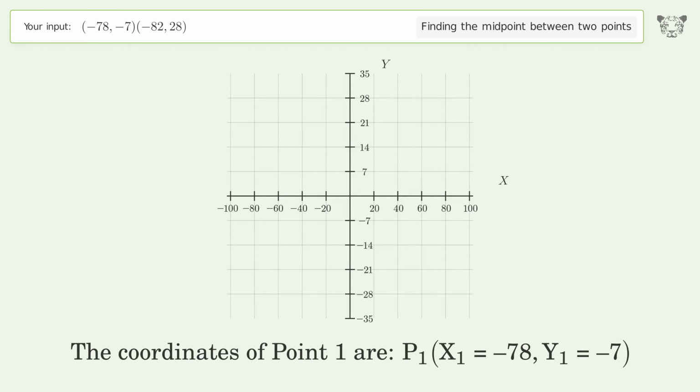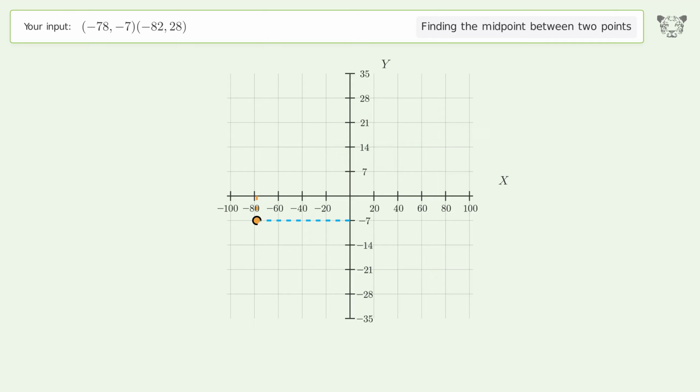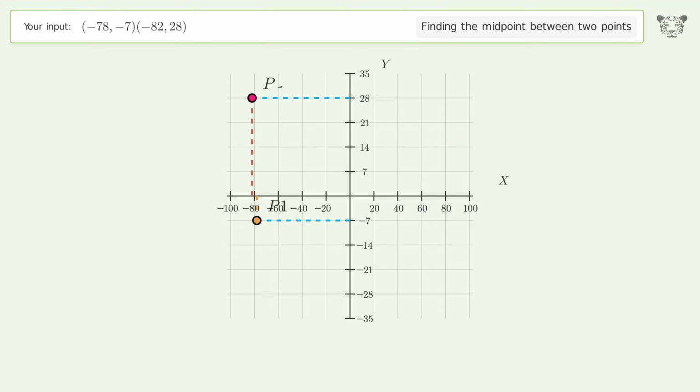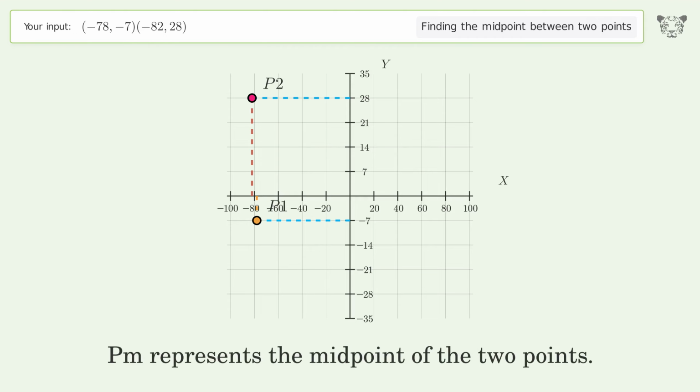The coordinates of point 1 are, x1 equals -78, y1 equals -7. The coordinates of point 2 are, x2 equals -82, y2 equals 28. PM represents the midpoint of the 2 points.